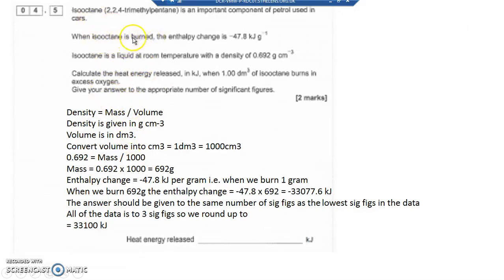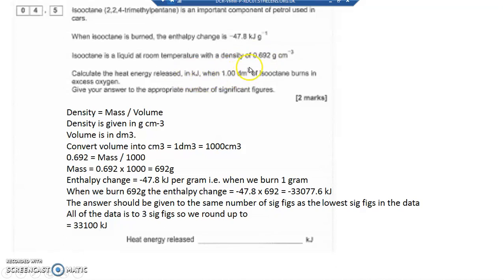When isooctane is burnt, the enthalpy change is minus 47.8 kilojoules per gram. That means when you burn 1 gram of this isooctane, it releases, the minus means it's exothermic, gives out 47.8 kilojoules of energy, 47.8 thousand joules of energy. It's liquid at room temperature with a density of 0.692.